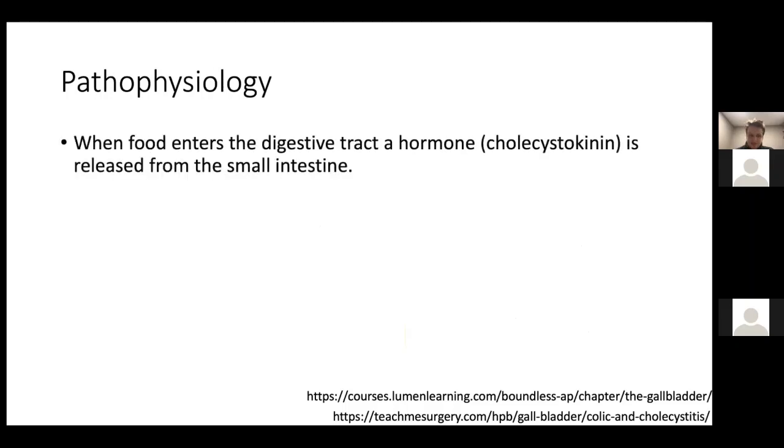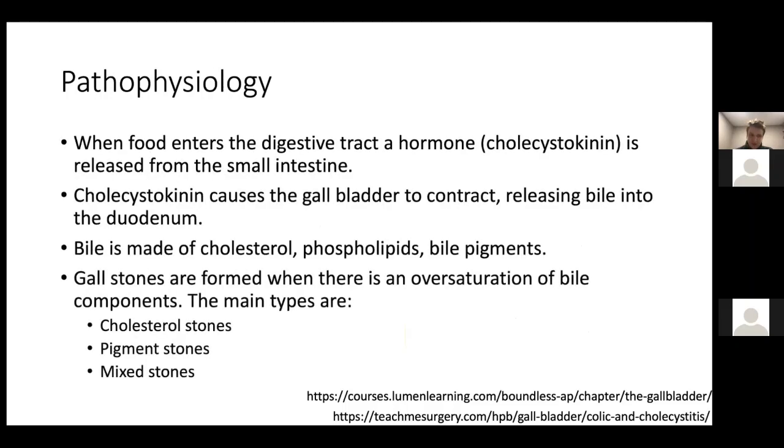So when food enters the digestive tract, cholecystokinin is released by the small intestine, which causes the gallbladder to contract. So bile is released into the duodenum. Bile is made up of many components, most notably cholesterol, phospholipids, and pigments. And it's the oversaturation of these components which leads to the formation of gallstones. And the main types are just there, cholesterol, pigment, or mixed stones.